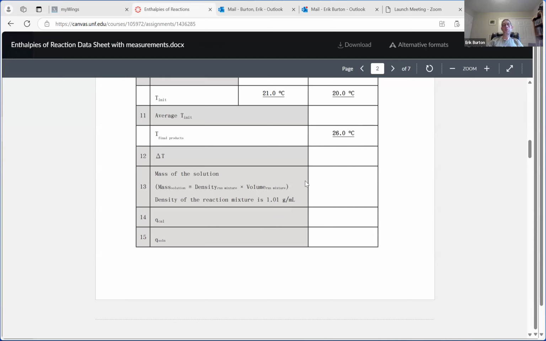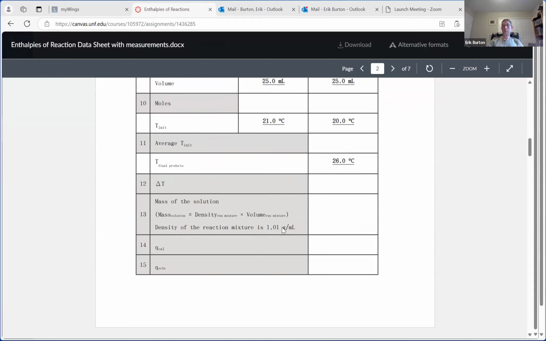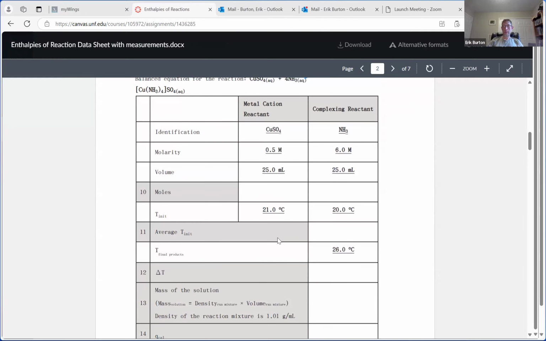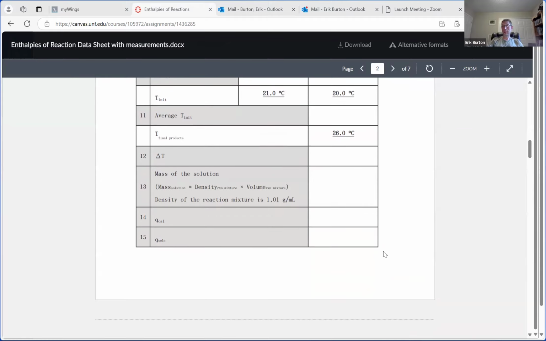What is the mass of the solution? They tell you mass is equal to density times volume, and they tell you the density is 1.01. What is the volume of the solution? People want to put 25 milliliters here, but that's not correct. What did you do? You dumped these two together to make one solution. So what's the volume of the solution really? And get the mass of the solution.